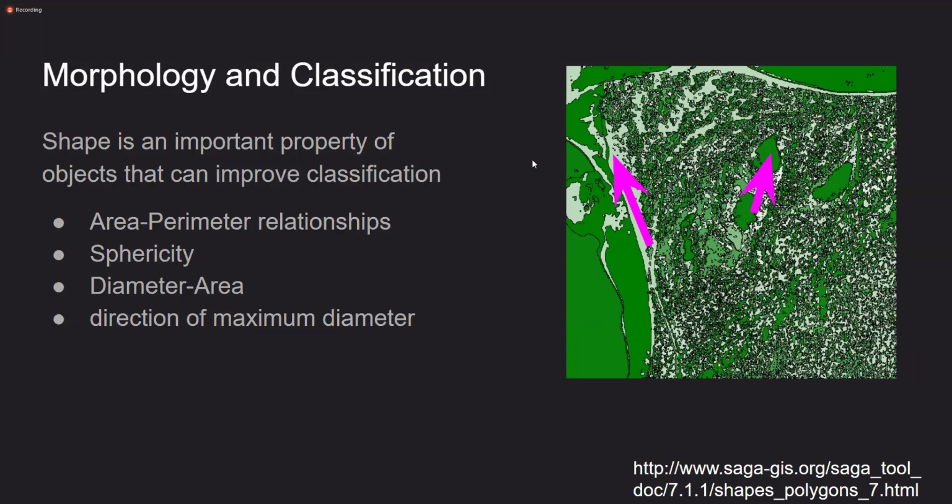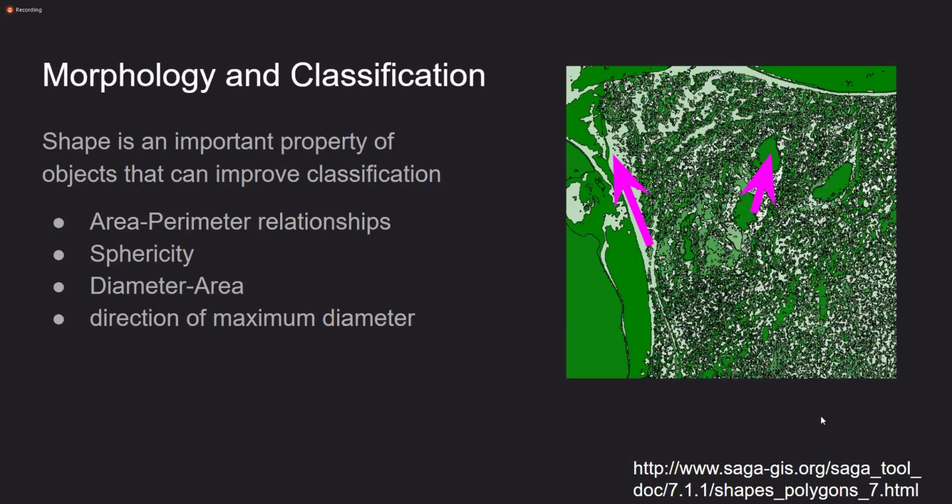Something that I didn't show you here, mostly because the computational requirement is kind of heavy and it would take longer than the time we have, is the use of morphology in classification. Remember I said that the geometric properties are particularly useful for object-based image analysis. There are a number of different geometric measures, indices that you can use to characterize those objects. We do have a tool, Shapes Polygons. There's a link in the bottom here that gives an overview of it.